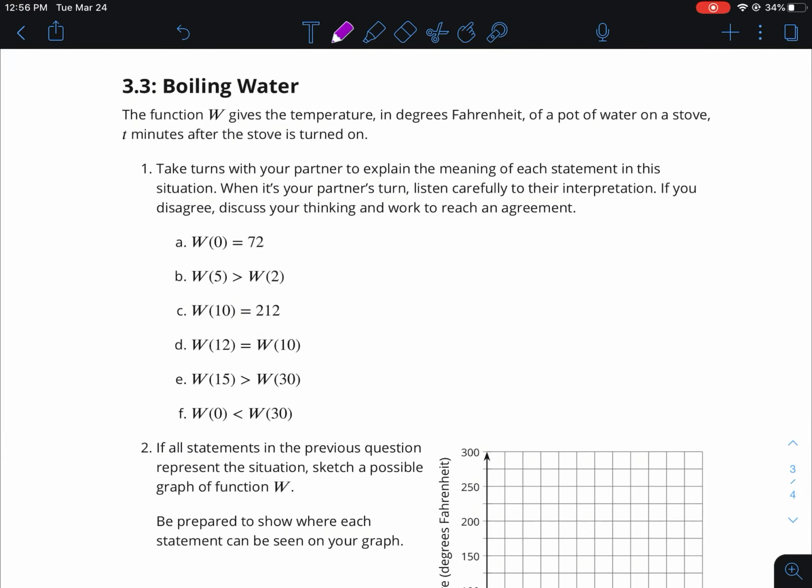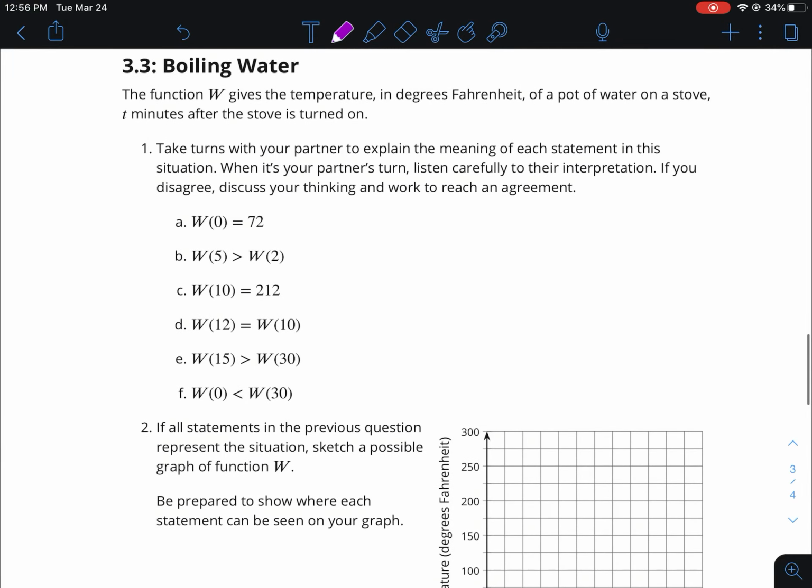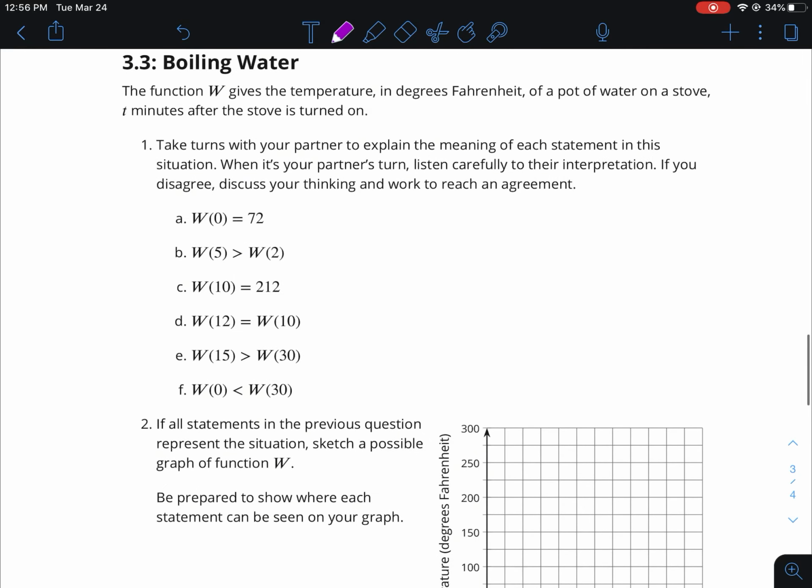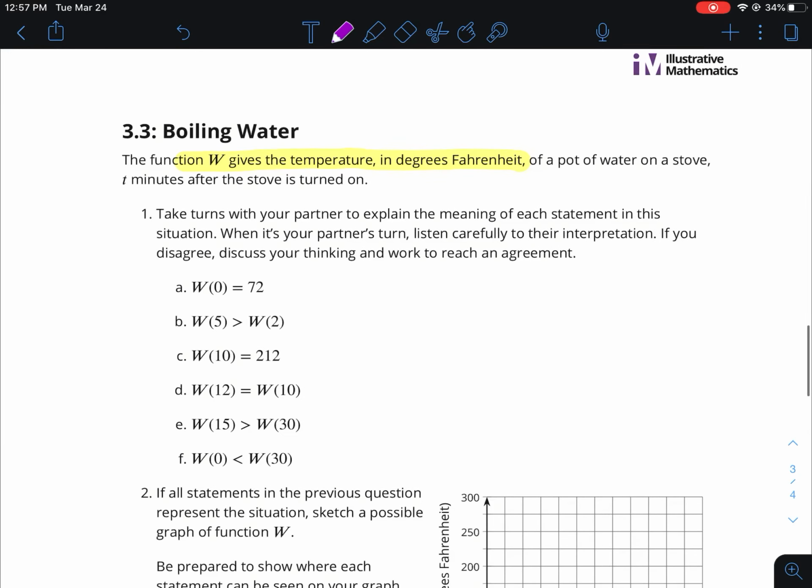All right, guys, we have 3.3, boiling water. So basically I told you guys to describe kind of three of these. For number one, you don't have to do all of them. So the function W gives the temperature in degrees Fahrenheit of a pot of water on our stove. So that's our output. So I'm going to do that label again, like input, output.